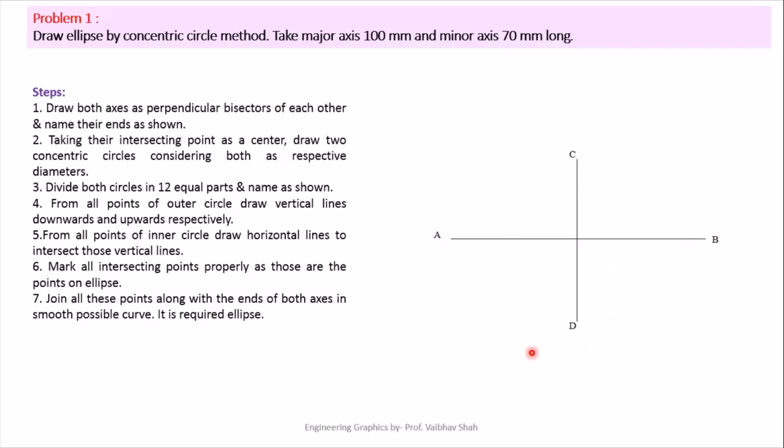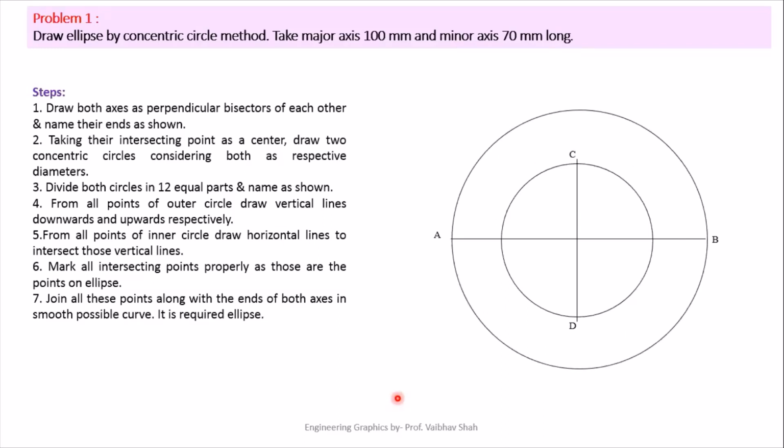After that, you have to take the center point till your B point as radius, and you will draw one circle, and from the center till half of your minor axis, you will draw another circle. So we'll be drawing two circles, one with your minor axis as a diameter and one with your major axis as a diameter. These are nothing but your two concentric circles.